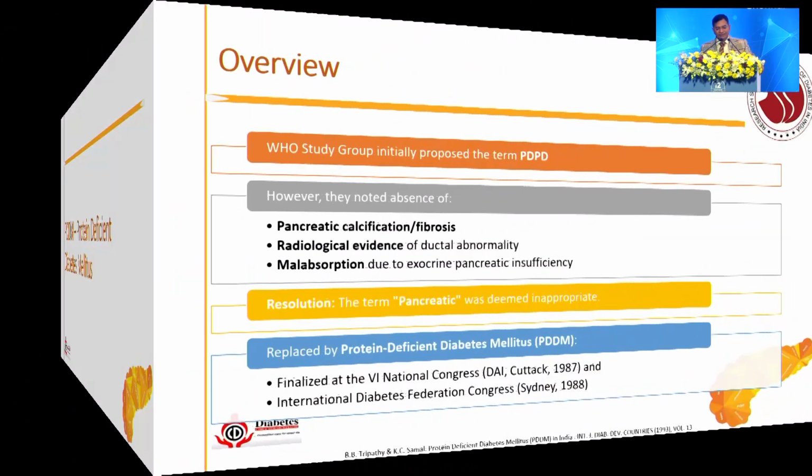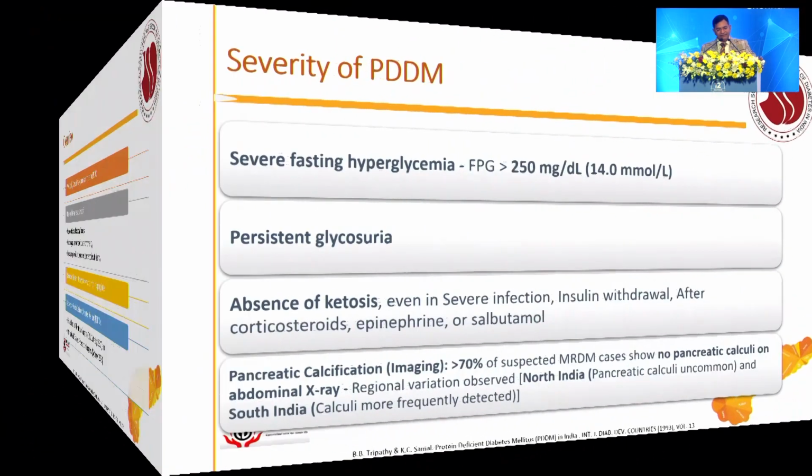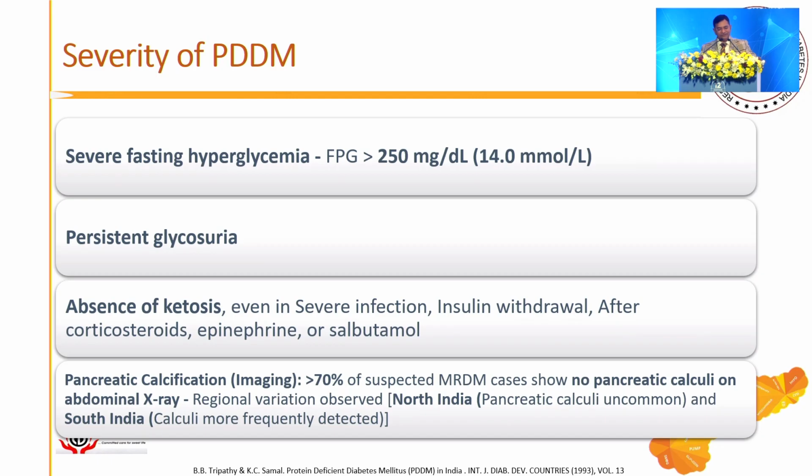About PDDM, again, the absence of pancreatic calcification is one of the diagnostic features of PDDM. Radiological evidence will not show much abnormality. Malabsorption due to exocrine dysfunction, again, may not be there. Earlier, this particular category was accepted if you don't have any obvious cause. If it's not type 1 and not FCPD, it is PDDM.